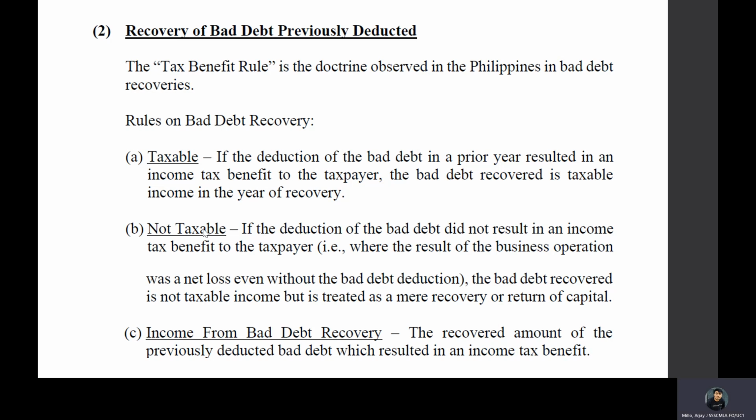So kung kailan mo na-recover yung bad debt. Hindi siya magiging taxable if the deduction of the bad debt did not result to an income tax benefit to the taxpayer. Meaning, kapag kahit i-consider mo yung additional benefit na yon, kung yung pagkaka-recover mo ng bad debt, is loss pa rin yung result ng operation mo. Of course, wala ka naman matataxan since net effect niya is loss pa rin. So, not taxable. So, income from bad debt recovery, the recovered amount of the previously deducted which resulted in the income tax benefit. So, kung magkano yung na-recovered mong amount. Of course, up to the extent lang nung magkano yung na-deduct mo from prior year.